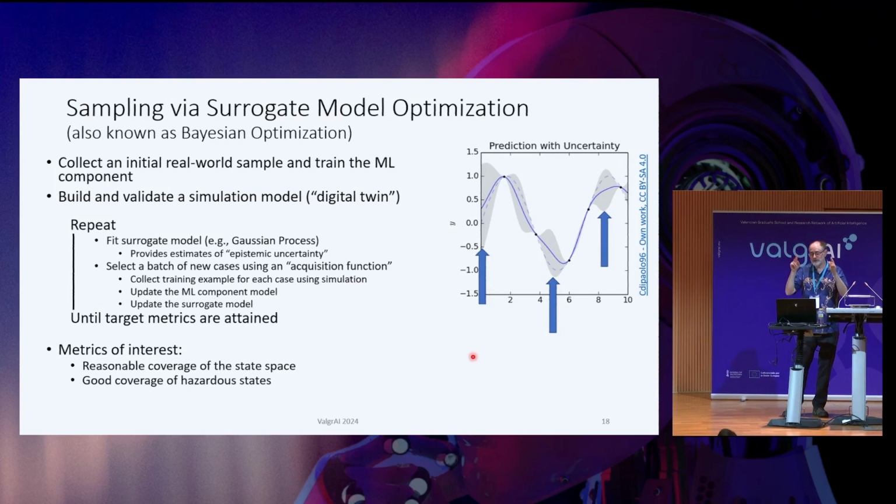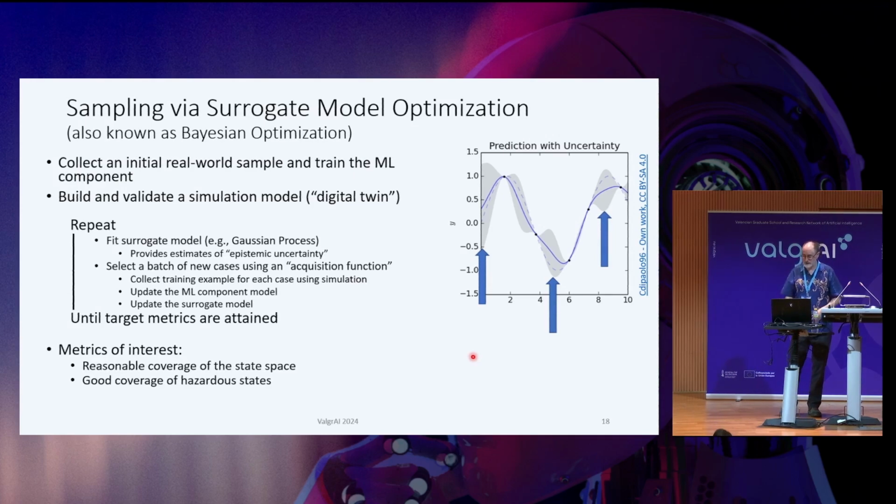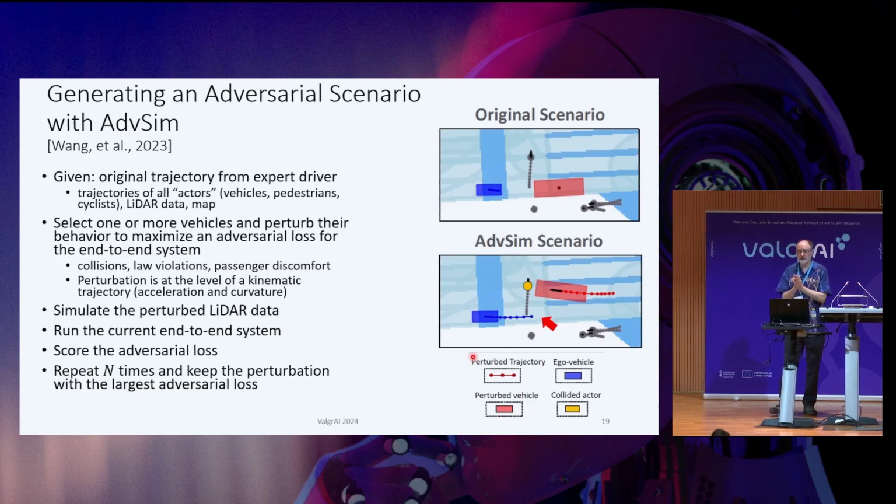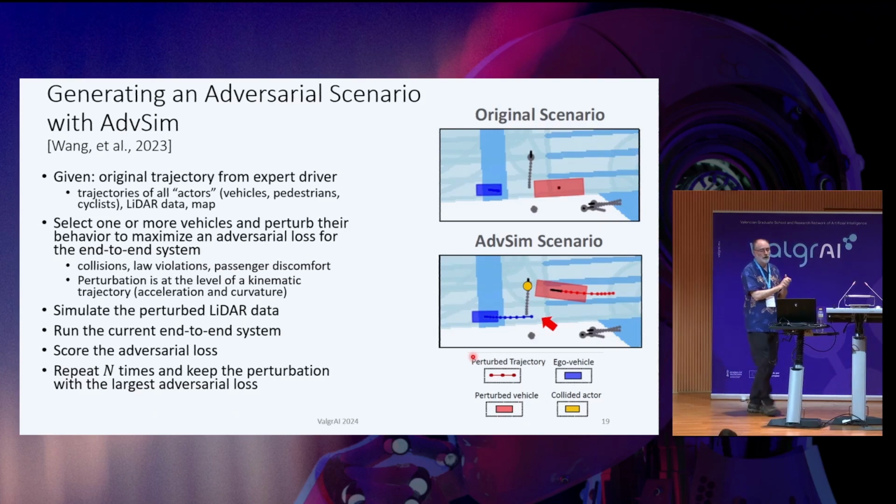Now, the metrics that we might be looking at are things like reasonable coverage of the entire state space and good coverage of the hazardous states. So here's an example of some work coming out of Waabi that was published in November called Adversarial Scenario Generation, or AdvSim, by Wang et al. Now, they've collected data from real scenarios, and here's one. This blue rectangle here is the so-called ego vehicle. It's the automated vehicle that we want to model.